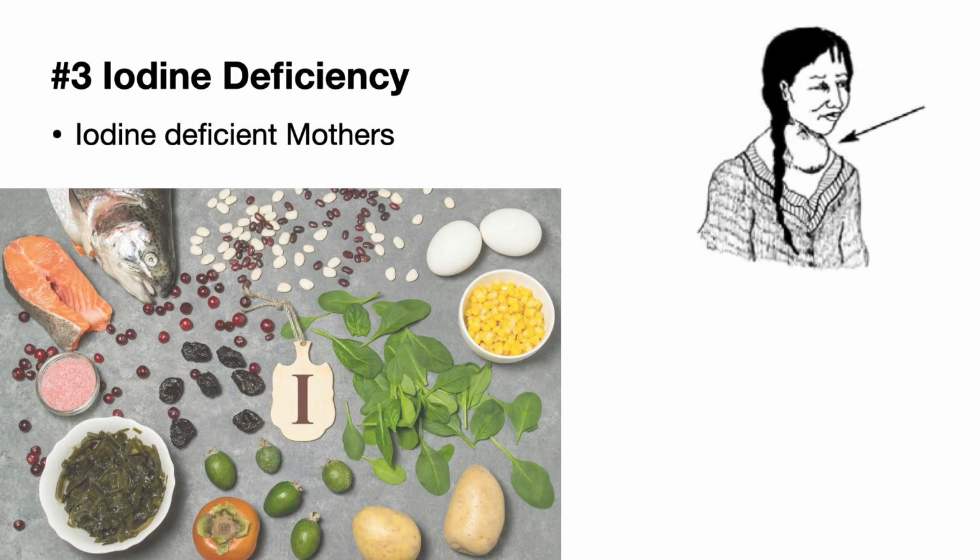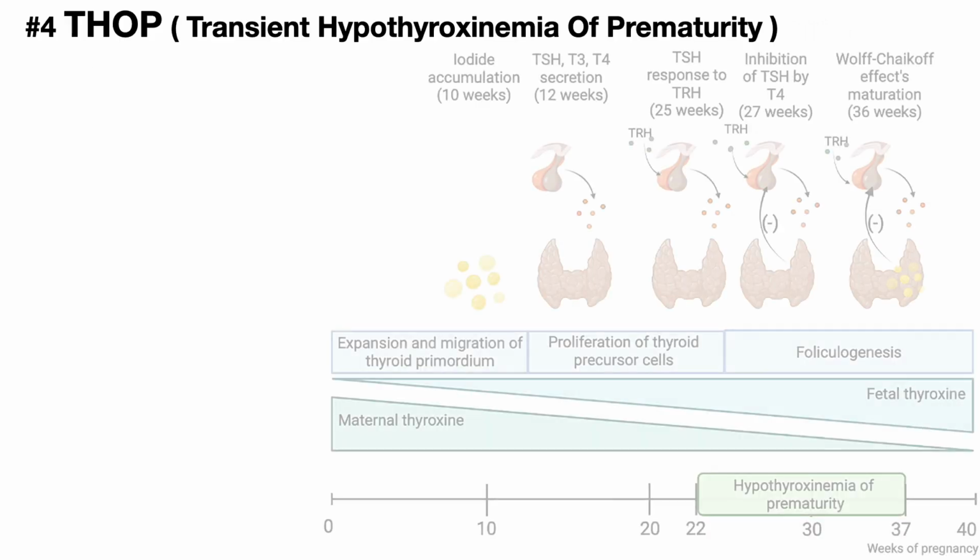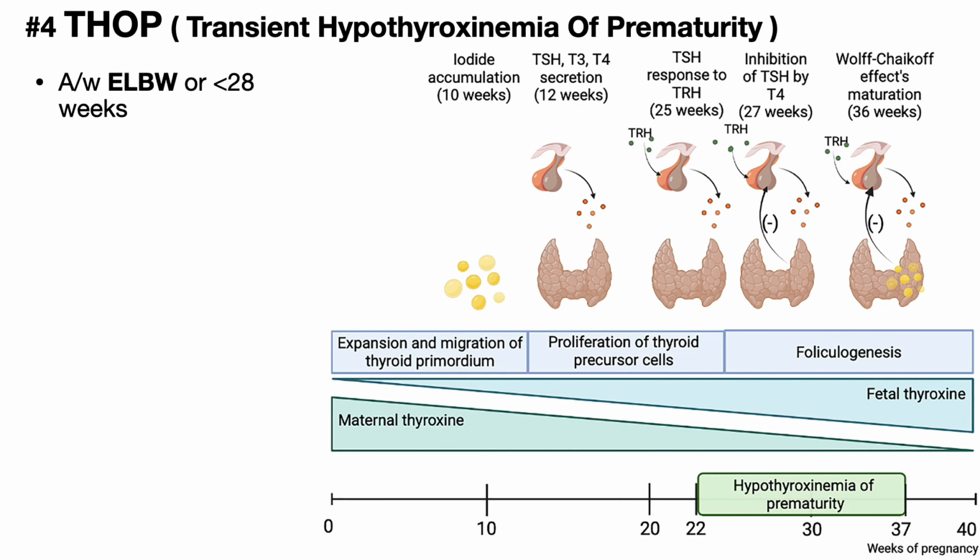Now coming to the third type of transient congenital hypothyroidism, in which there are iodine deficient mothers. Let's see the fourth type of congenital hypothyroidism, that is THOP, transient hypothyroxinemia of prematurity. It is associated with ELBW or extremely premature children. As can be seen in this diagram, as the fetus grows, the thyroid gland matures. If a child is delivered prematurely, then it is likely that thyroid production is not enough. But as the neonate grows, the thyroid production increases. Hence, it is a transient phenomenon. In this, there is low T4, normal TSH, and an immature HPT axis.